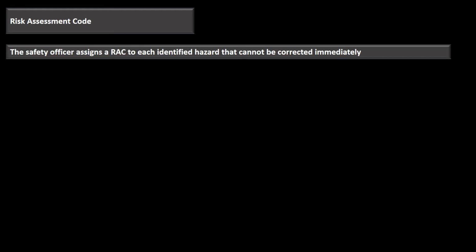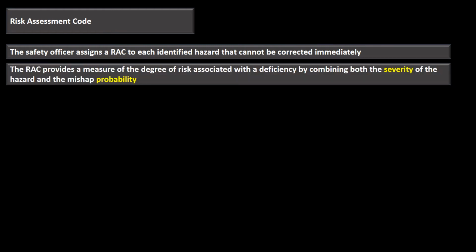All right, so let's talk a little bit more about that risk assessment code. Your risk assessment code is, again, assigned by the safety officer. Any identified hazard they can't correct right there on the spot, they have to assign a RAC to it. The RAC provides a measure of the degree of risk associated with that deficiency, with that hazard. It's going to take the severity of the hazard, like how bad could it be if an accident happened as a result of that hazard, and then the probability, how likely it is to occur. So with the severity and the probability, that's how we get a risk assessment code.